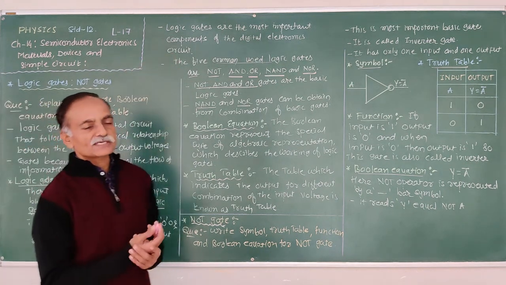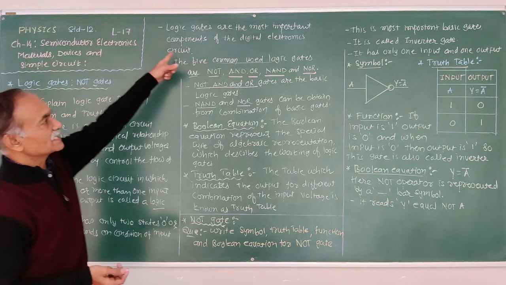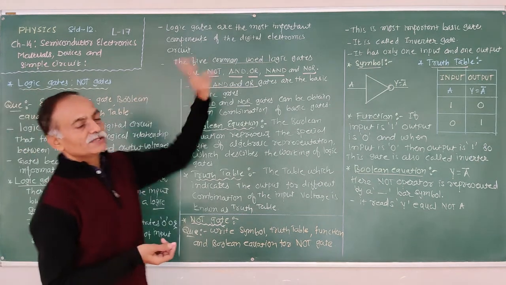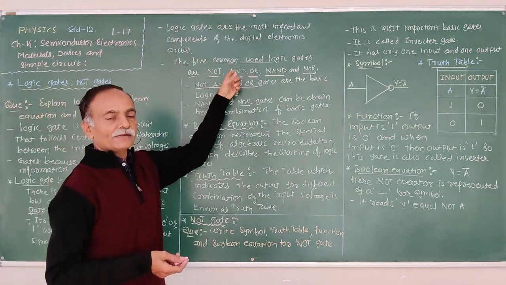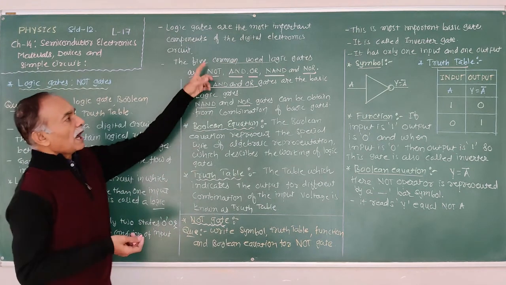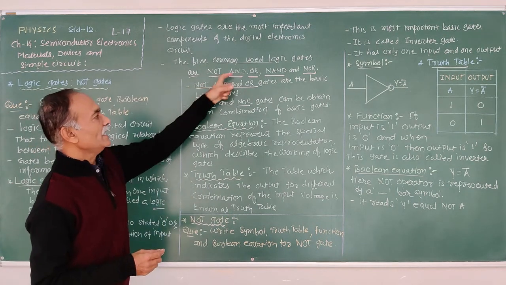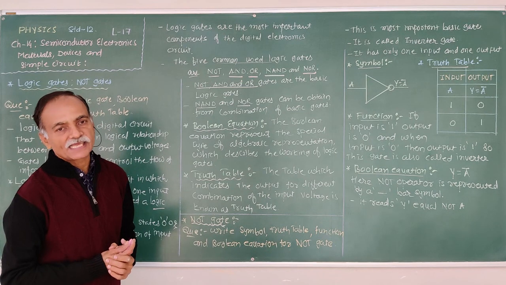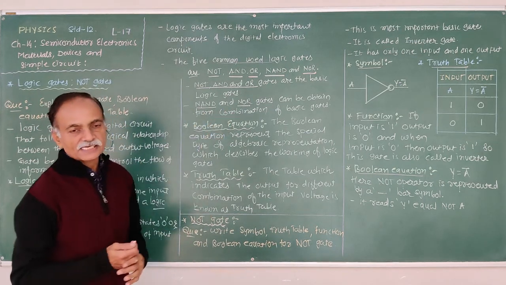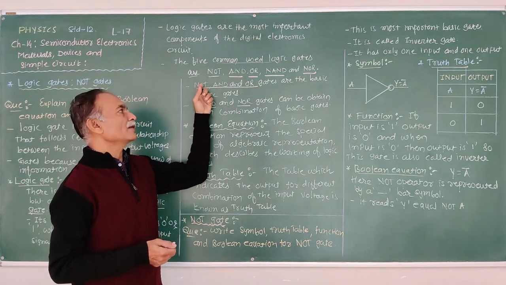Logic gates are the most important component of digital electronic circuits. The five commonly used logic gates are NAND, AND, OR, NOT, and NOR. Out of these five, NOT, AND, and OR gates are the three basic gates, while the NAND and NOR gates can be obtained from the combination of the basic gates: NOT and AND, and NOT and OR.